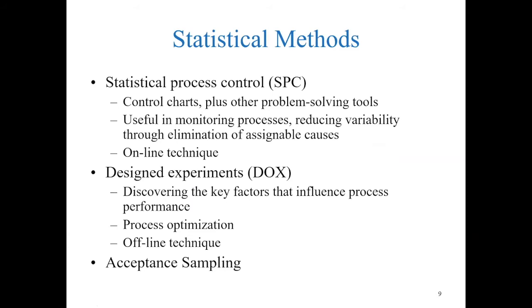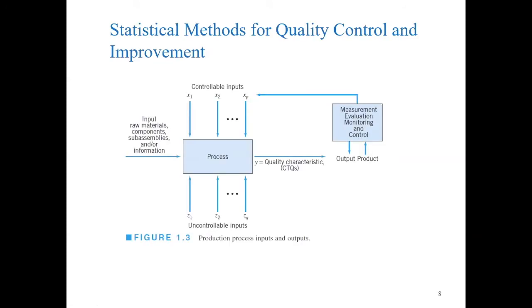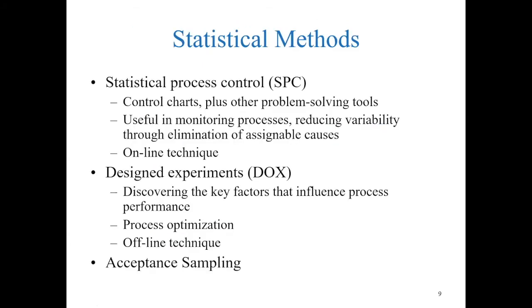There are several statistical methods that can be used in quality control and at the different steps of quality control. So at every step, there are different methods that can be utilized to improve the quality of the process. Some of these steps are statistical steps, which are called in the literature statistical process control. And these include control charts, as well as methods for reducing variability and eliminating assignable causes. And generally, it is an online technique.